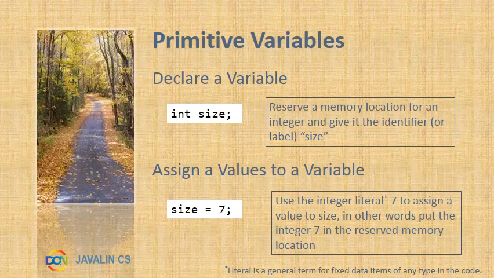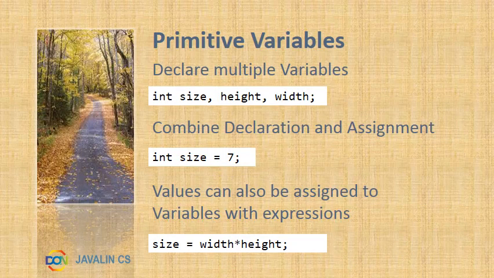Once the space is reserved and named, we can assign a value to the variable. In other words, store a data item in the memory location. In this example, the integer 7 is assigned to the variable size. We can condense and simplify our code by declaring variables of the same type as a list, as you can see here, or by declaring and assigning a value at the same time, as in int size becomes equal to 7. We can also assign values to a variable with an expression containing other variables, provided they are of compatible data types.